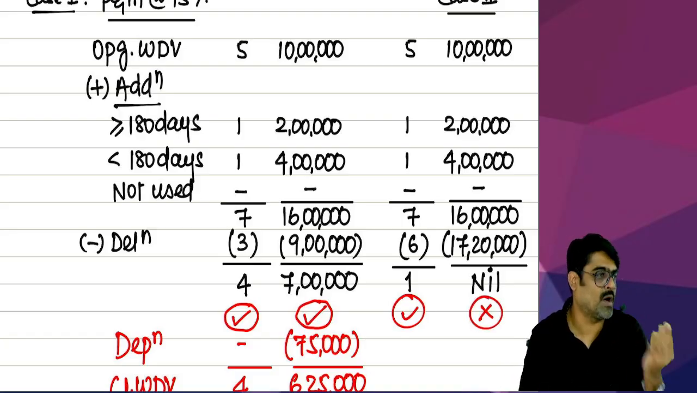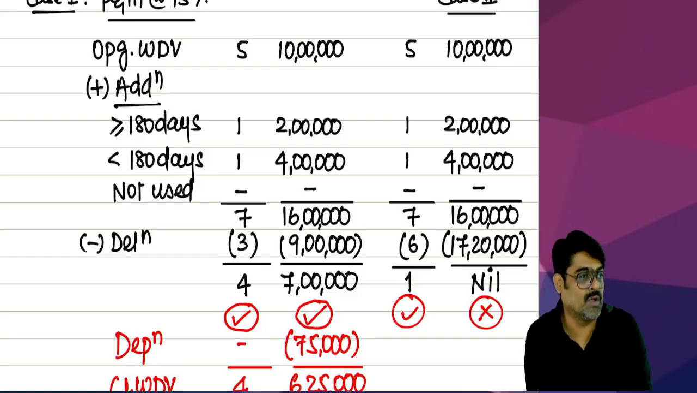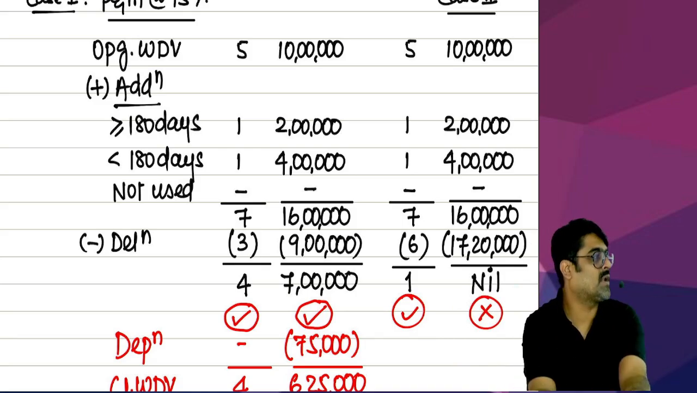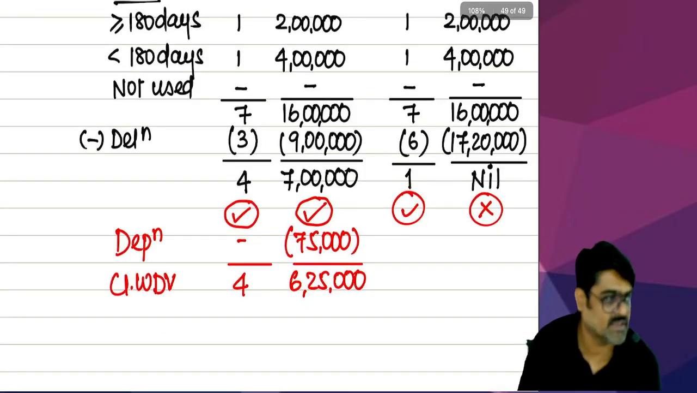If you want to claim the depreciation, we will allow the value only. We are going to allow you in the form of depreciation, but that value itself is not remaining. What depreciation should we allow? So this year the depreciation will be nil.